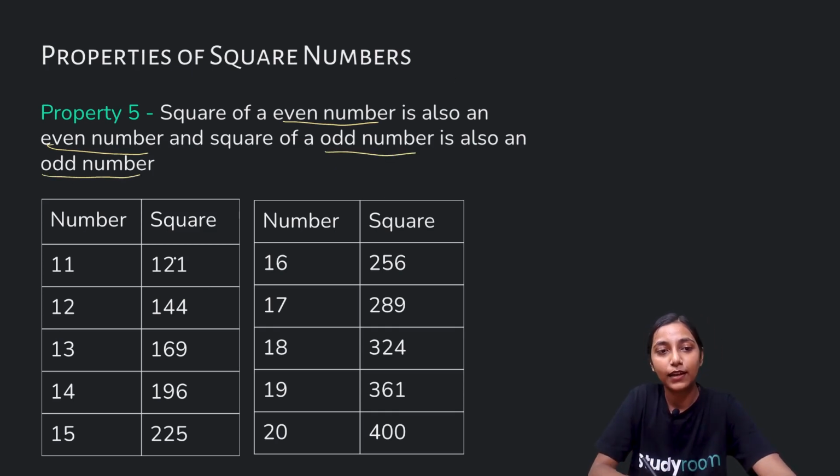Very easy. See from examples, 11 is an odd number. Its square 121 is also an odd number. 12 is an even number. Its square 144 is also an even number. Similarly, 13 being an odd number has its square also an odd number. Even, odd, even, odd, and similarly all these. So we can say if the number is even, its square will be even. If the number is odd, its square will be odd.